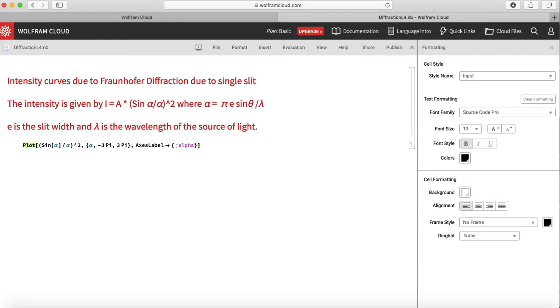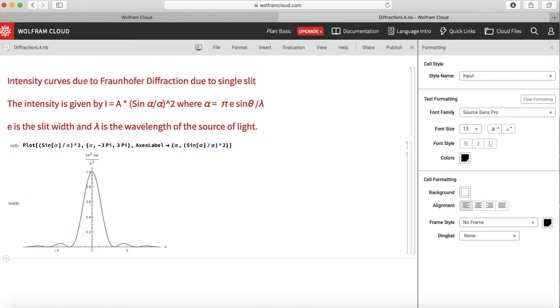Escape alpha, comma, again I would like to plot sine alpha by alpha, squared. You can copy from here. Okay, copy, paste. Okay, that's all. Let us try to run. Shift enter. Yeah, so we got a very nice curve which I have shown you by hand. We all know that we will get this kind of curve.